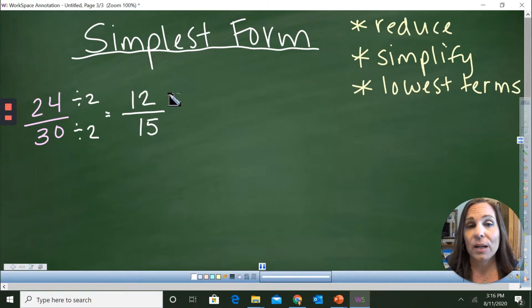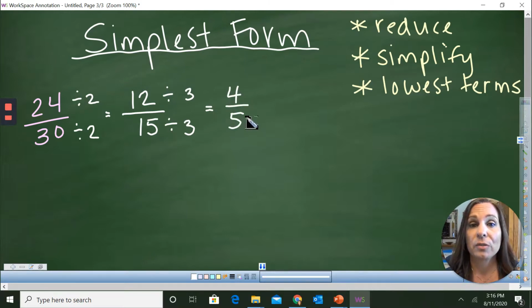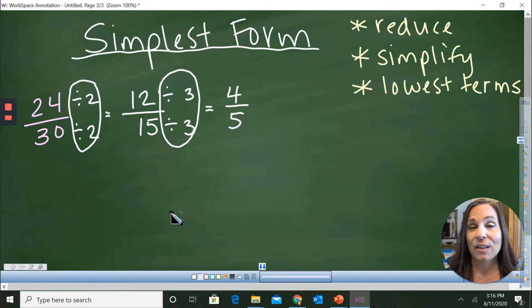I can do it again, right? I can divide by 3 this time and divide by 3. And now I get 4/5. Now, you may notice I took 2 steps to get to simplest form. I divided by 2 and I divided by 3. So does that mean that if I had divided by 6, 2 times 3, in the first step, I would have gotten there quicker? Let's see.